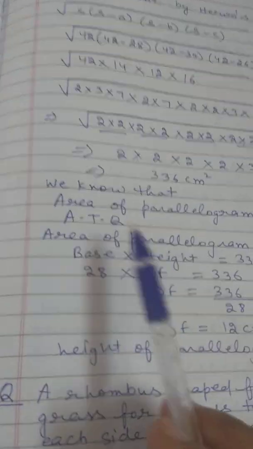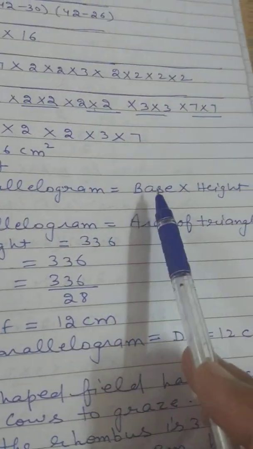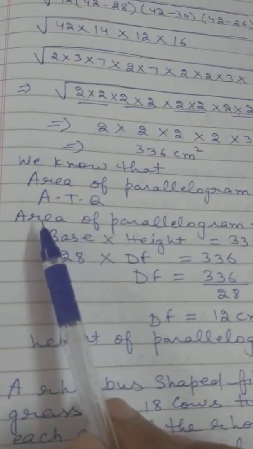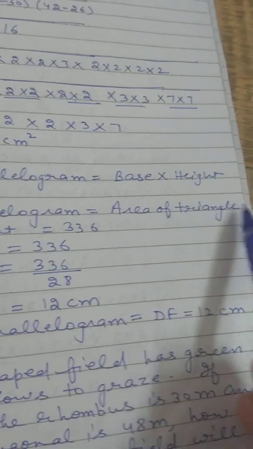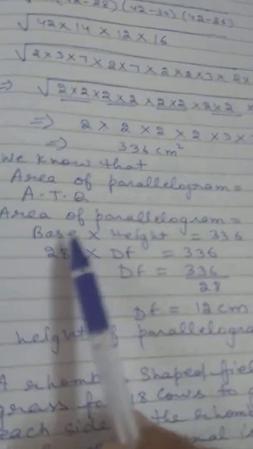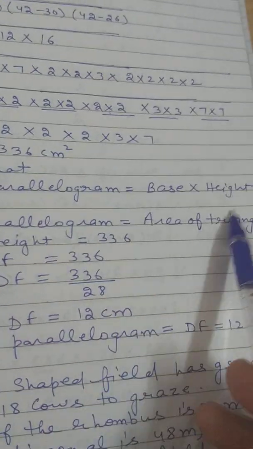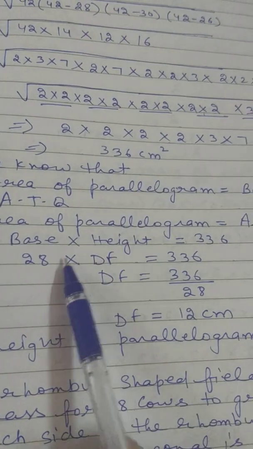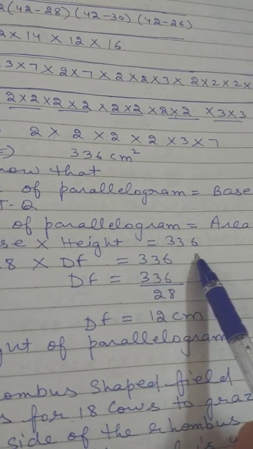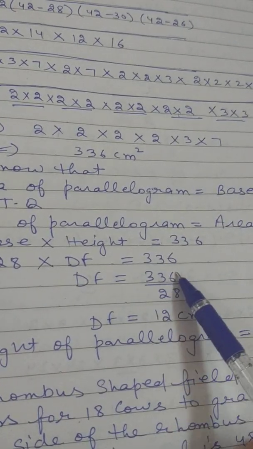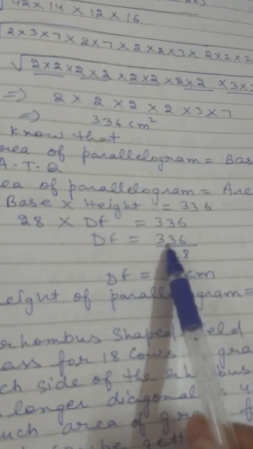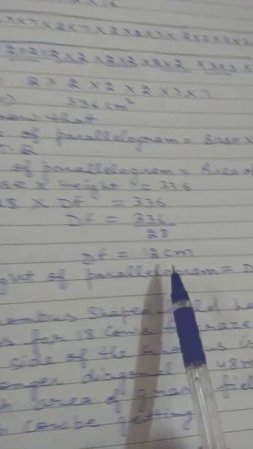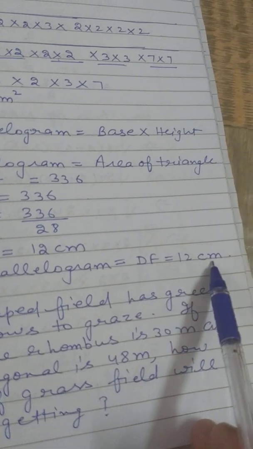centimeters square. We know that area of parallelogram equals base into height. According to the question, we are given area of parallelogram equal to area of triangle. Area of parallelogram is base multiplied by height, equal to area of triangle, 336. Base is 28 into height DF equal to 336. DF equal to 336 upon 28. 336 divided by 28 we get 12. Therefore height of the parallelogram DF equal to 12 centimeter.